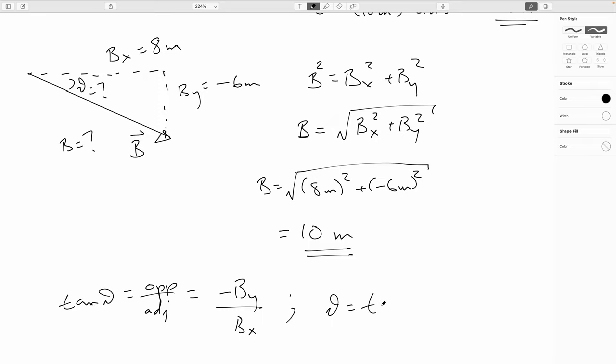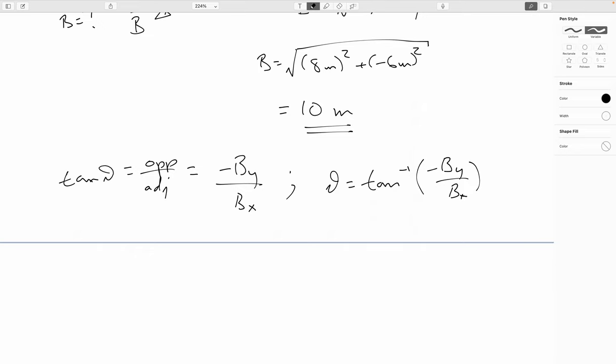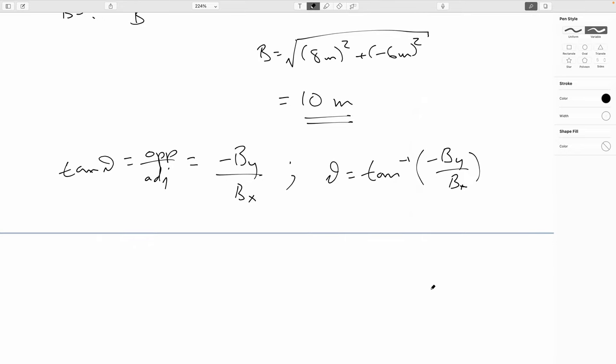And on the right, now we have the arctangent of minus by over bx. And again, what we're doing here is we are mathematically forcing this into quadrant 1 to make our calculator like us. So this is going to give me the arctangent of minus a minus 6 meters over 8 meters. Now let's look at a couple things here first. First off, I have minus and minus is a plus. That's good. So now I'll be taking the arctangent of a positive number.